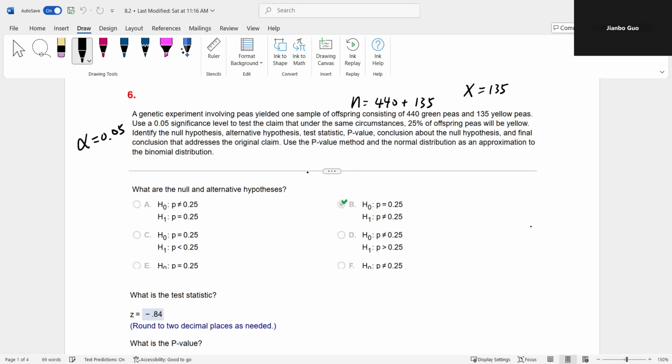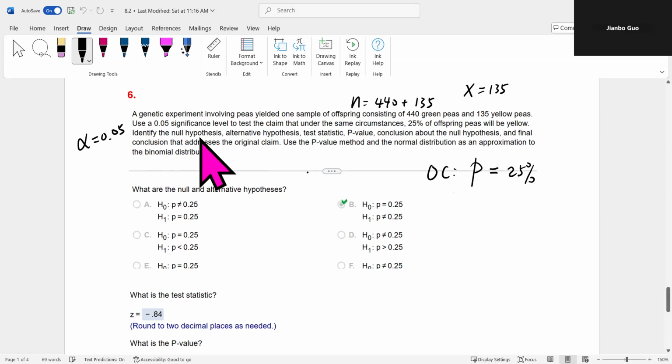The original claim is the proportion. It says under the same circumstances, 25% of the offspring peas will be yellow. So the original claim is the population proportion is 25%. That's the original claim about the population proportion.